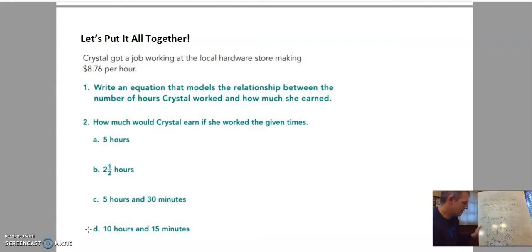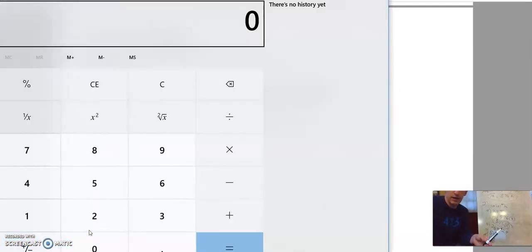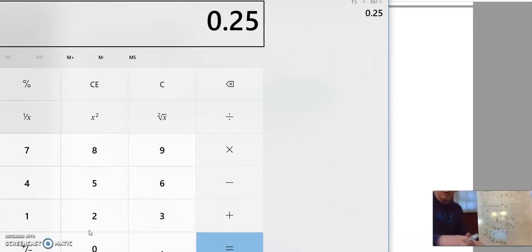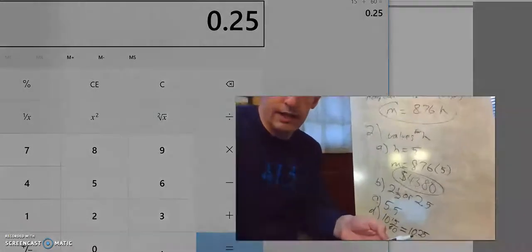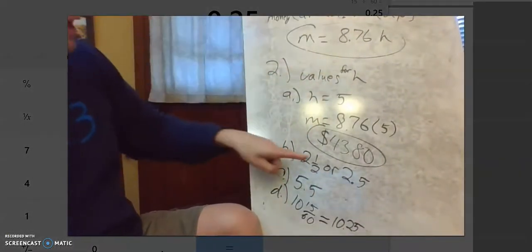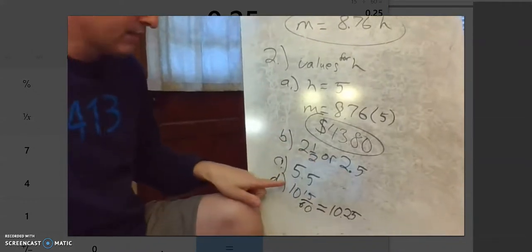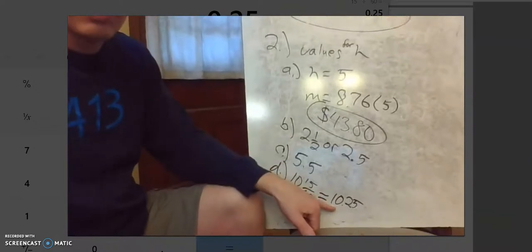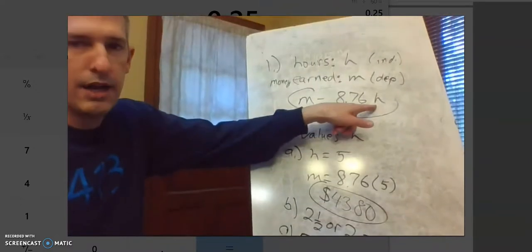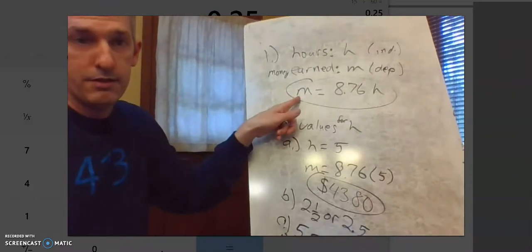Well, 10 hours and 15 out of 60 is what fraction? All right. Well, I tell you what, I could go to my calculator. 15 out of 60 is going to be 0.25. So that is the same as 10.25. Again, these are all the values for H, my hours. 5 for A, B is 2.5, C is 5.5, and D is 10.25. So that's what I need to put into my equation to find the amount you would make.